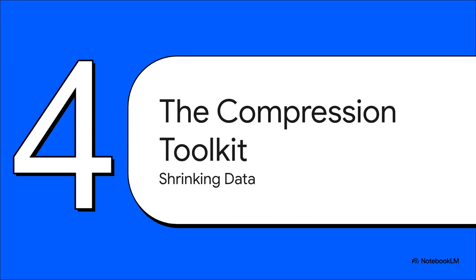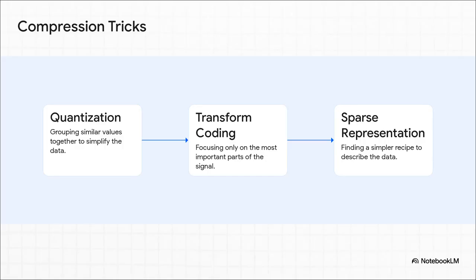So the big question is, how do they actually do it? How do engineers shrink these massive files while keeping that distortion number in check? Well, they've got a whole toolkit of really clever tricks to shrink data intelligently. Here are three of the big ones. First up is quantization. Just imagine you have 100 different shades of blue and you group them into just 5 main blues. It simplifies the data.